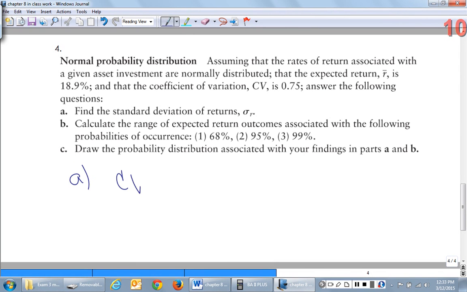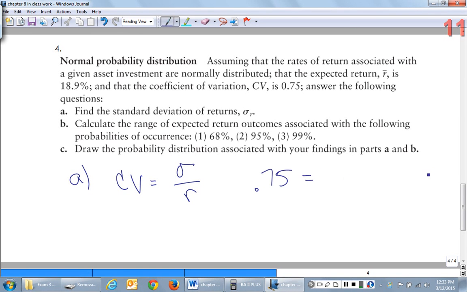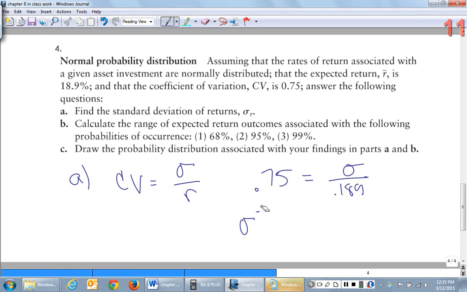So we know that the coefficient of variation is equal to the standard deviation divided by the expected return. So we know 2 of these 3 components and we can solve for the third. The coefficient of variation is 0.75 and the expected return is 18.9%. So what is the standard deviation? You simply multiply both sides by 18.9%. So standard deviation is equal to 0.75 times 18.9%. And that gives you 14.2%.